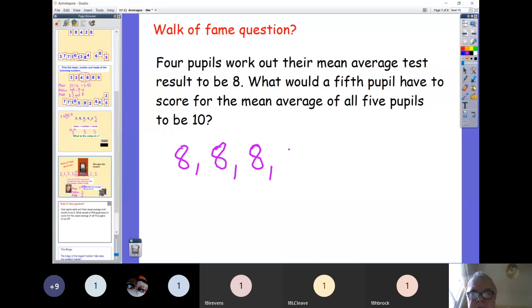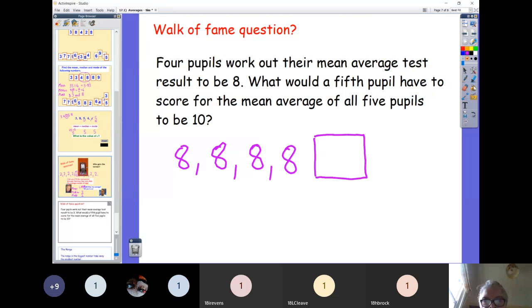What is that 5th person going to have to score so that when you average, you're going to get 10? So have a think about that. Again, it's not easy, all right? But I just want you to have a go.